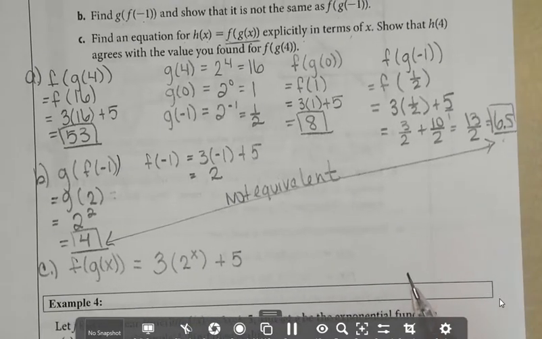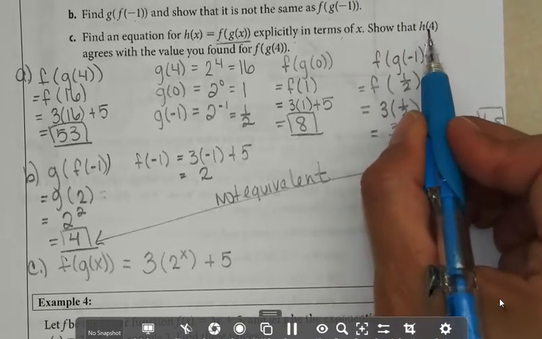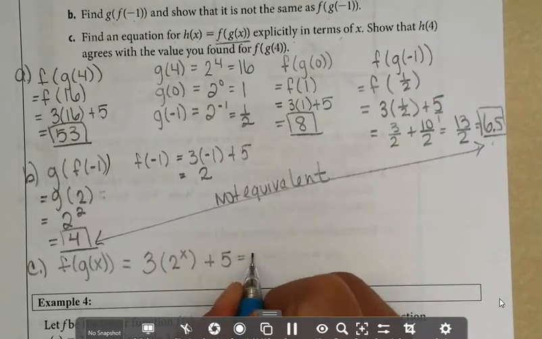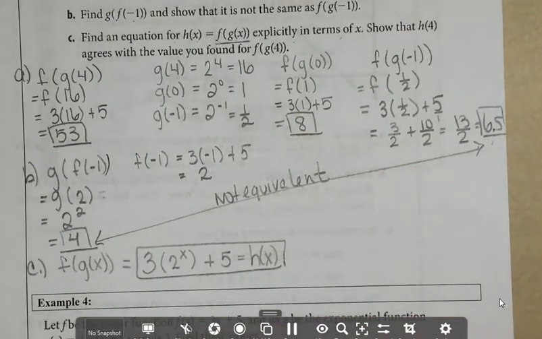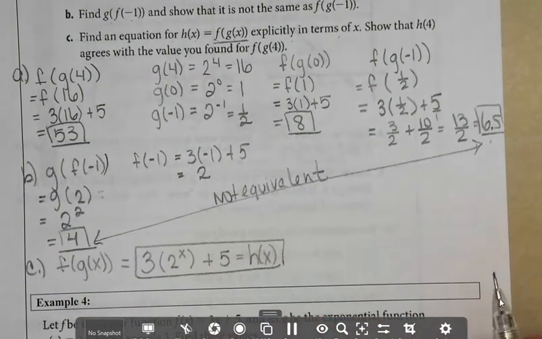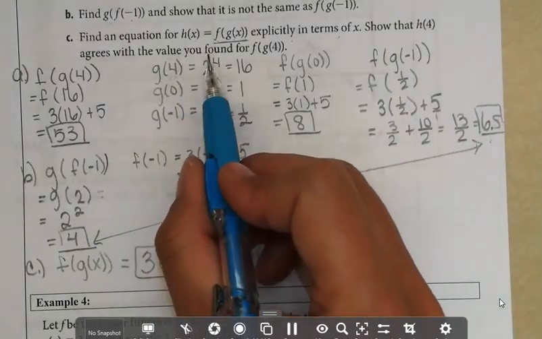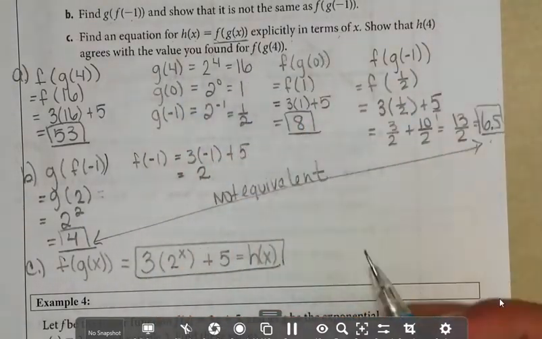Okay, so from there, I should call this my h of x function, because we created a new function. That's why we have all these function names, because we come up with so many different functions. Show that h of 4 agrees with the value you found for f of g of 4.